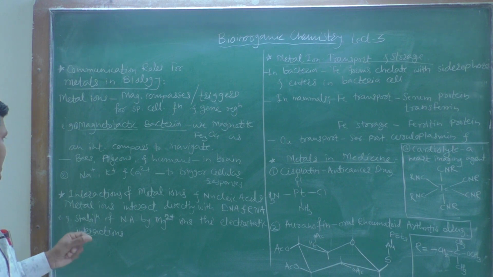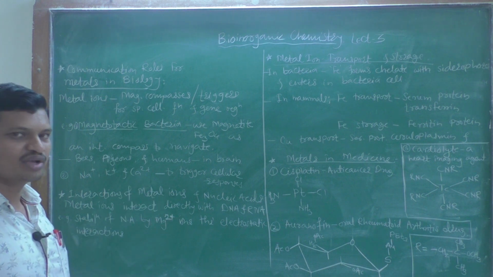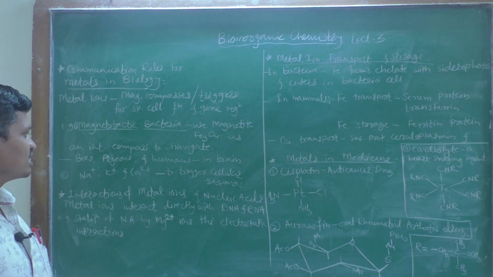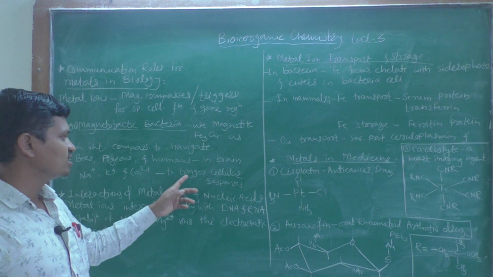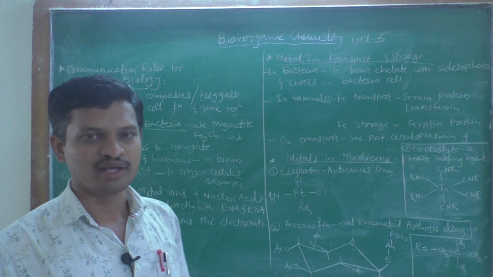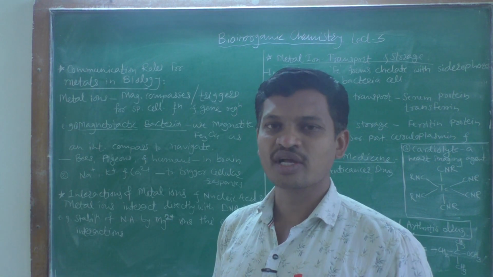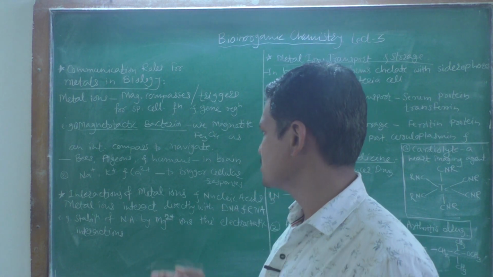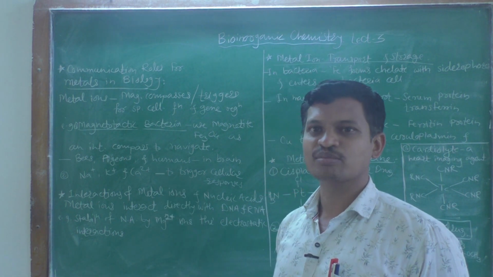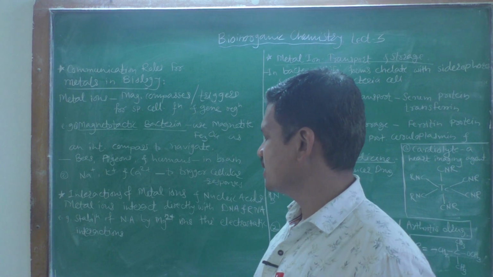The second example is that of the metal ions sodium, potassium and calcium, that is Na+, K+ and Ca2+ ions. These ions are used for triggering cellular responses. To initiate some cellular responses, to initiate some cellular actions, these sodium, potassium and calcium 2+ ions are used.